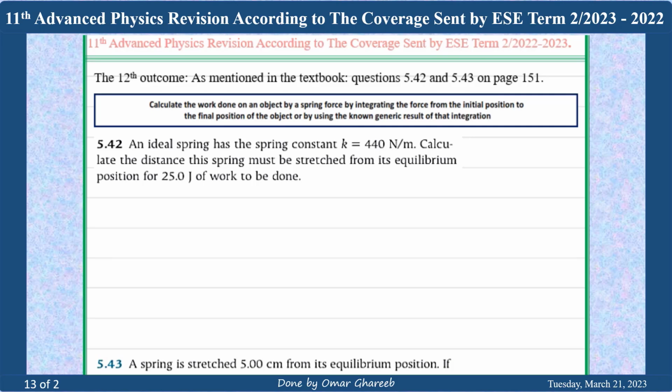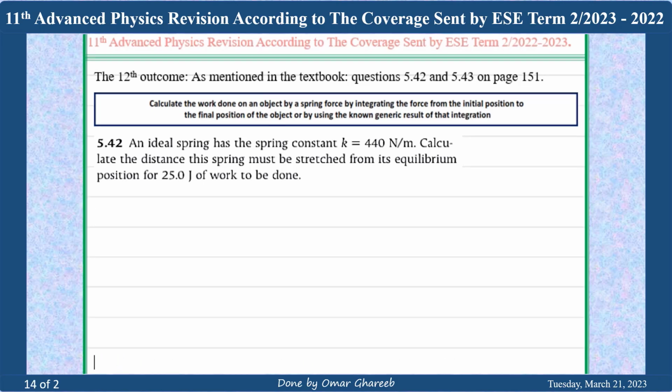We will discuss it by 2 questions. Our outcome here needs to calculate the work done on an object by a spring force by integrating the force from the initial position to the final position of the object, or by using the known generic results of that integration. And the question suggests to satisfy this by 5.42 and 5.43 on page 151.